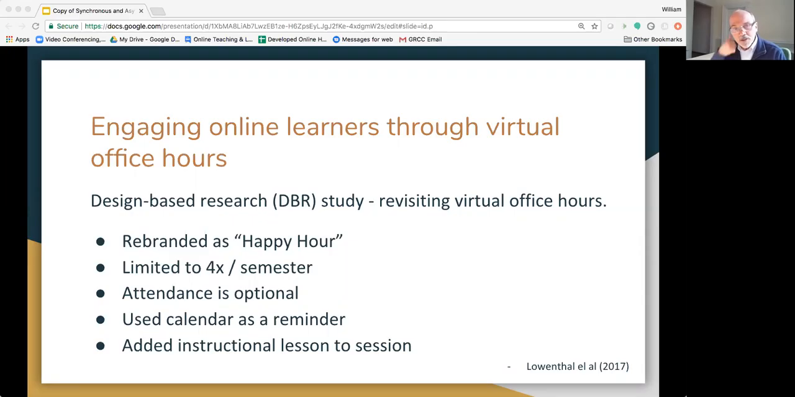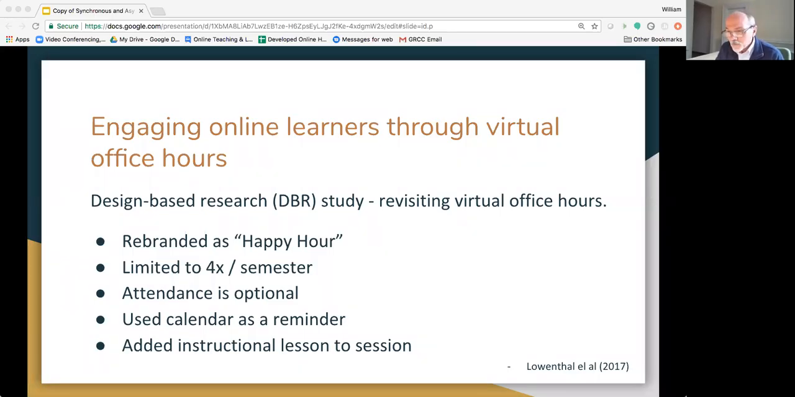And here's the basis for their study, quote: given the potential affordances of synchronous communication technology, we set forth to investigate how to successfully use live synchronous video-based communication, in other words, web conferencing, in predominantly asynchronous online courses.